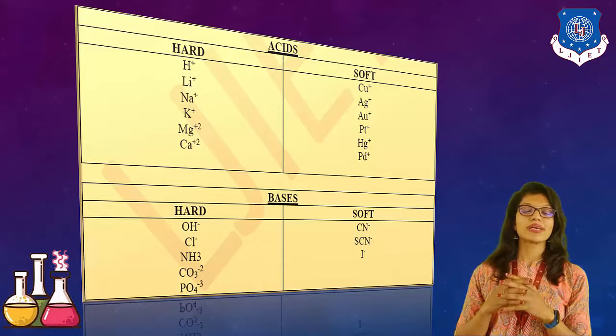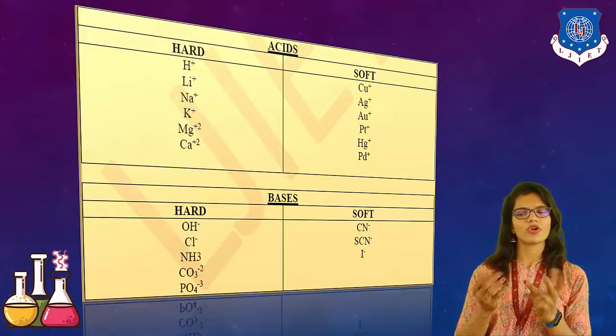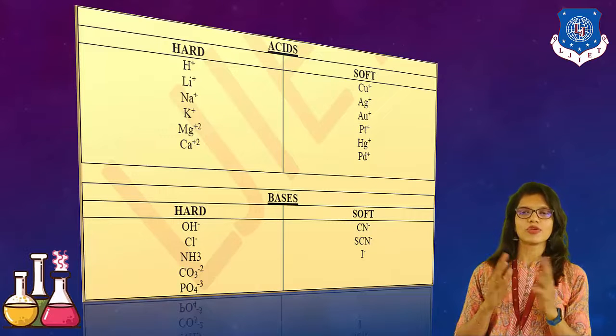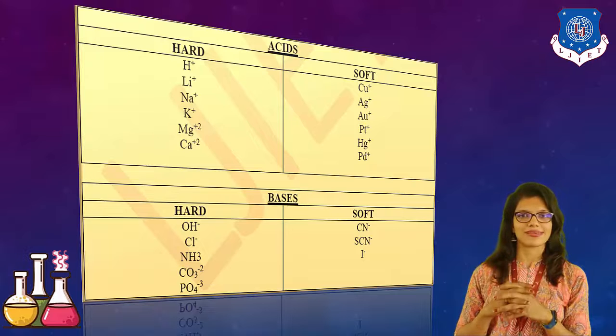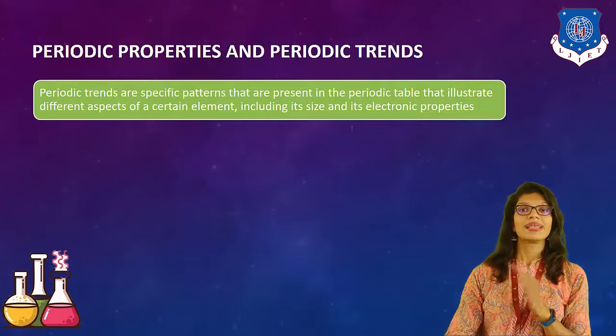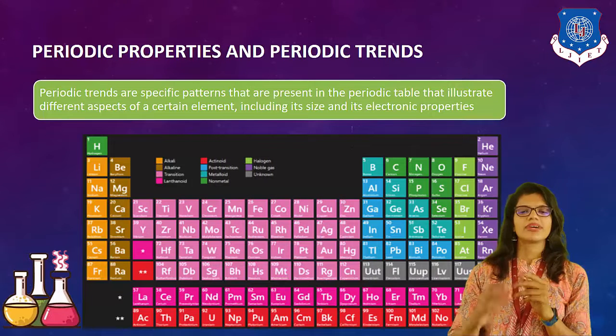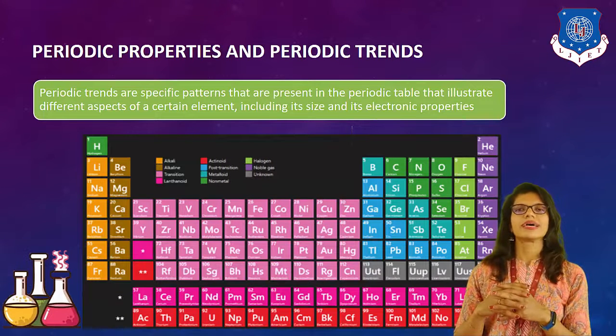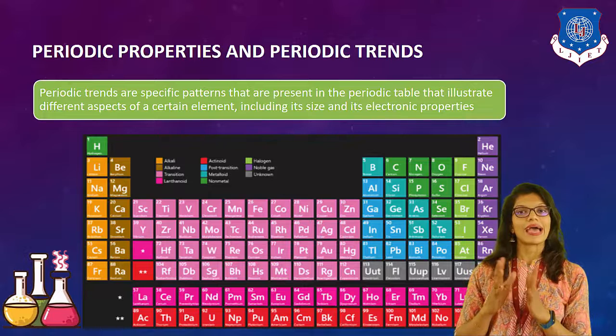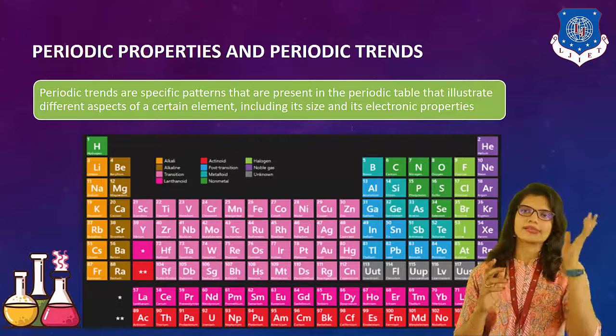Likewise, let's move on to the bases. Hard bases involve OH minus, Cl minus, NH3, CO3 minus 2 and PO4. Likewise, soft bases involve CN minus, SCN minus and I minus. Okay. Let's move on to the next point here. In our next point, we have periodic properties and periodic trends.